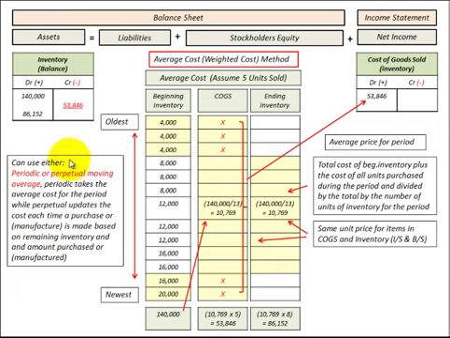And in this case, we can use either the periodic or the perpetual moving average methods. Now, the periodic method takes our average cost for the period, while the perpetual updates the cost each time a purchase or a manufacture is made, based on any remaining inventory and the amount purchased or manufactured.